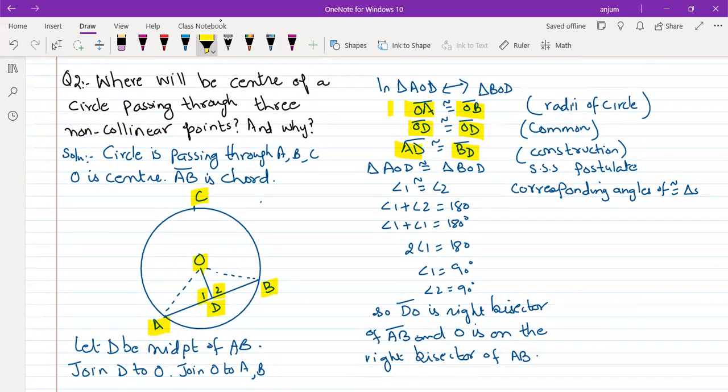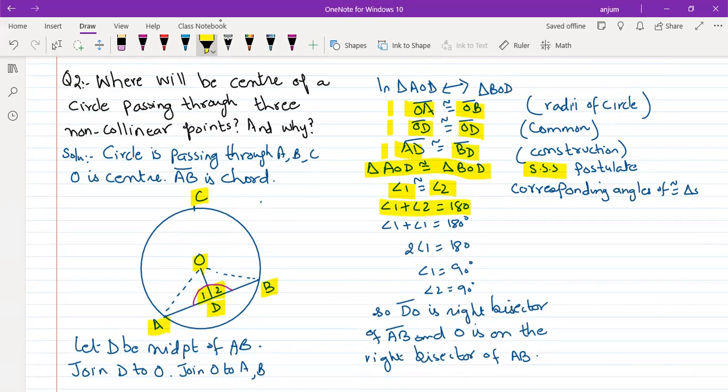So we have gathered 3 facts about the side postulate of these 2 triangles, and so these 2 triangles are congruent. When triangles AOD and BOD are congruent, we can draw certain results, and the result that we are drawing is that angle 1 is congruent to angle 2. These are the 2 corresponding angles in these 2 congruent triangles. If we add these 2, we get a straight line. So the sum of these 2 is 180 degrees.